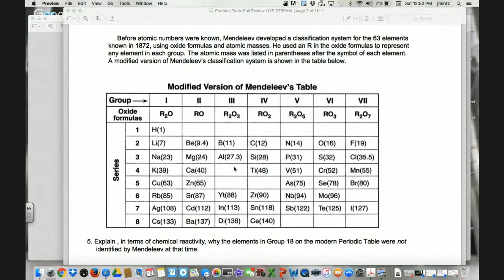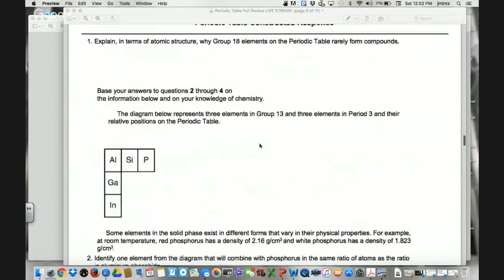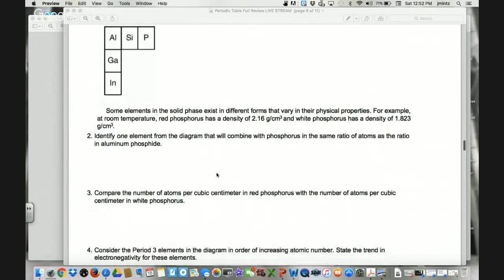Can you please go over the question with the AL short answer number 2? I'm not sure if this is the one you're talking about. I think this is the one you're talking about. I'm not really sure what you mean by AL. Yes, okay, so let's go over that one. It says, identify one element from the diagram that will combine with phosphorus in the same ratio of atoms as the ratio in aluminum phosphide.